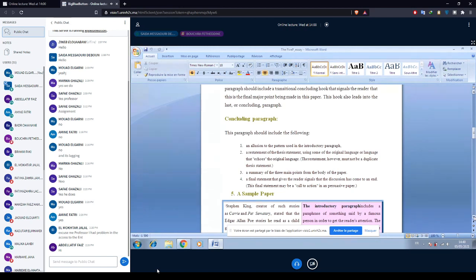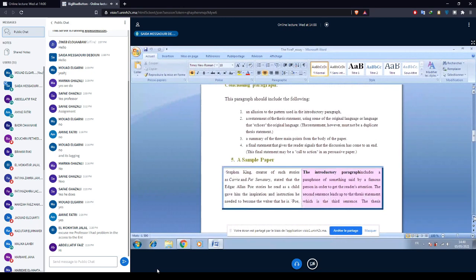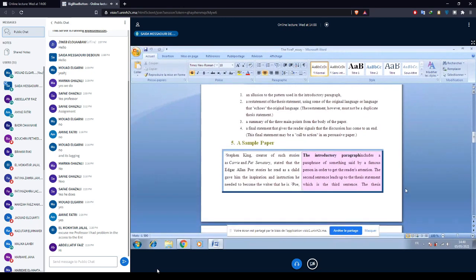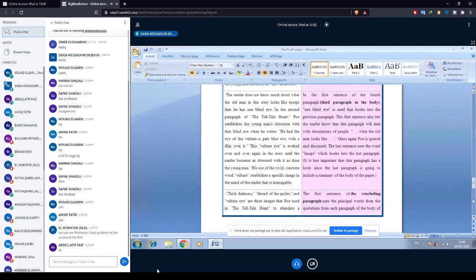Okay, so here I have a sample paper. It's long enough, so I'm not going to read it with you. You're going to read it alone. You have the writing here on your left, and then the explanation on the right. Okay, you do it alone. You're grown-ups now.